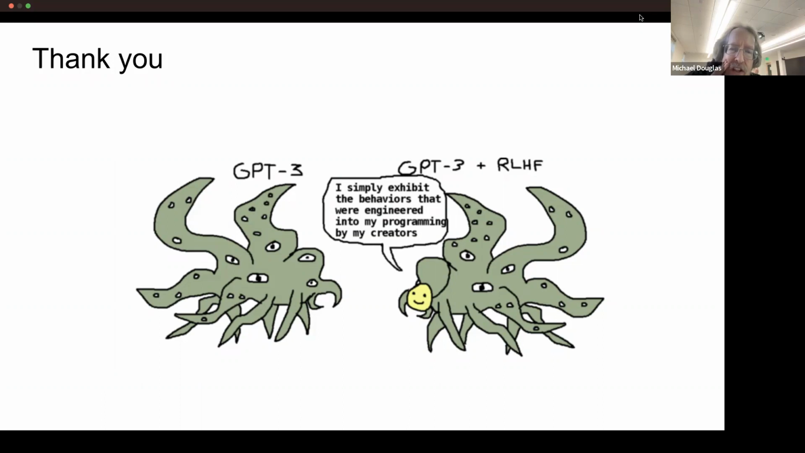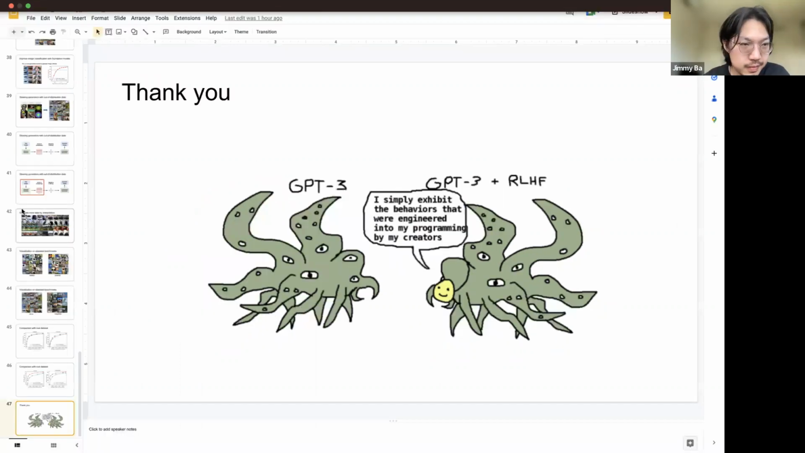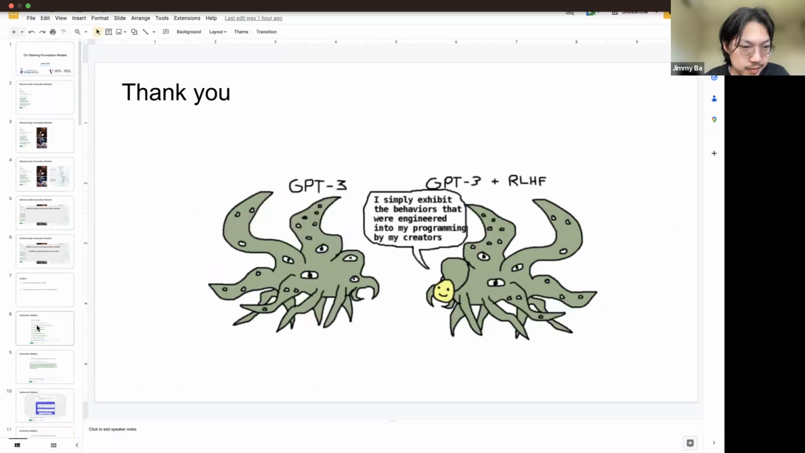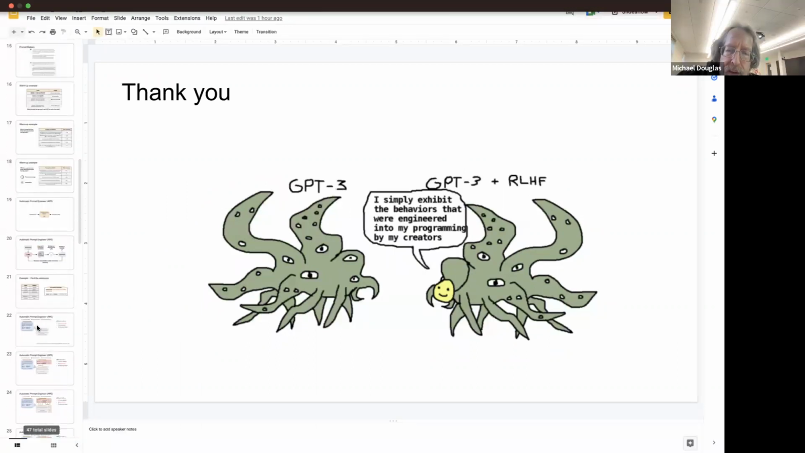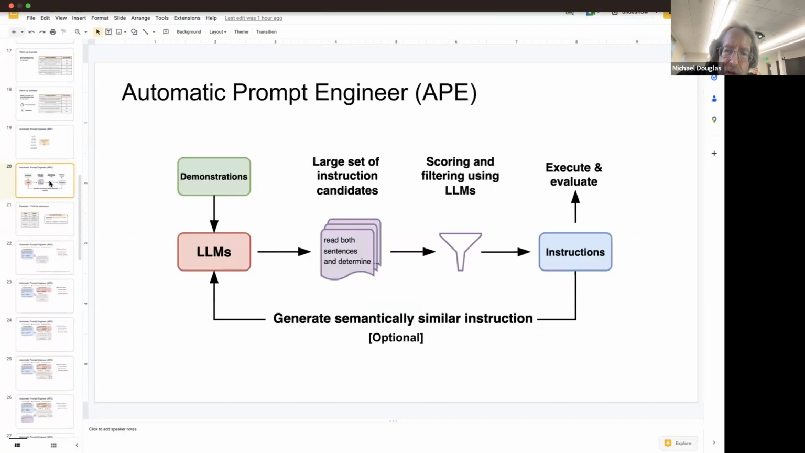Let me ask a simple question about the first part. So my understanding was that your APE method started from some actual demonstration of the task. So you had some number of examples, input, output. So how many examples do you generally need to get good results?